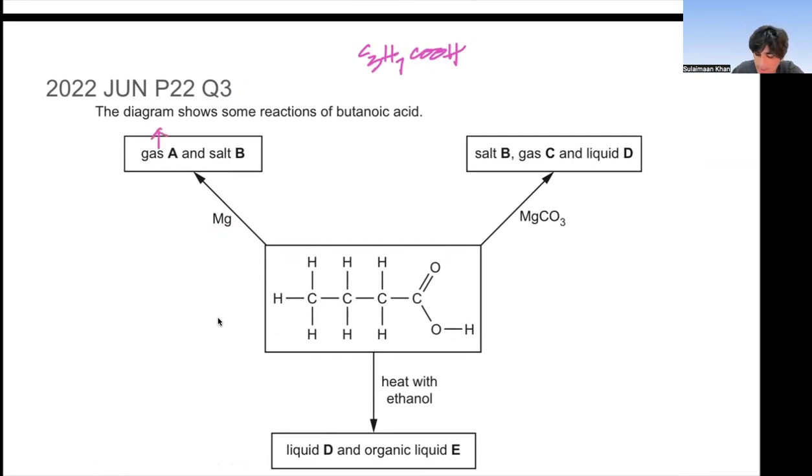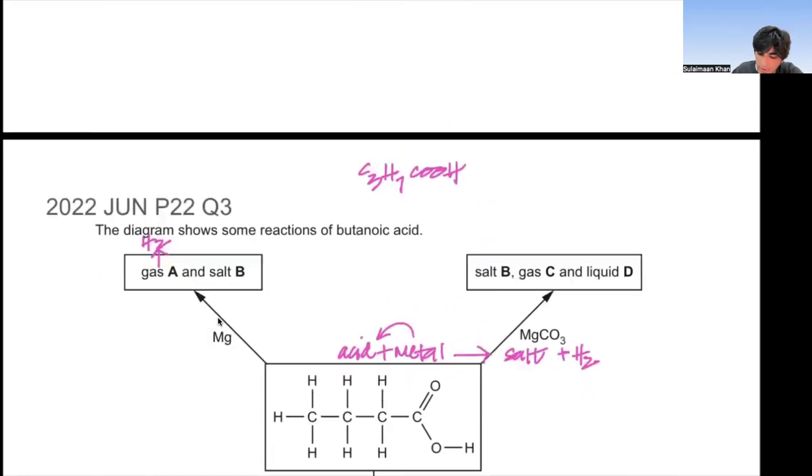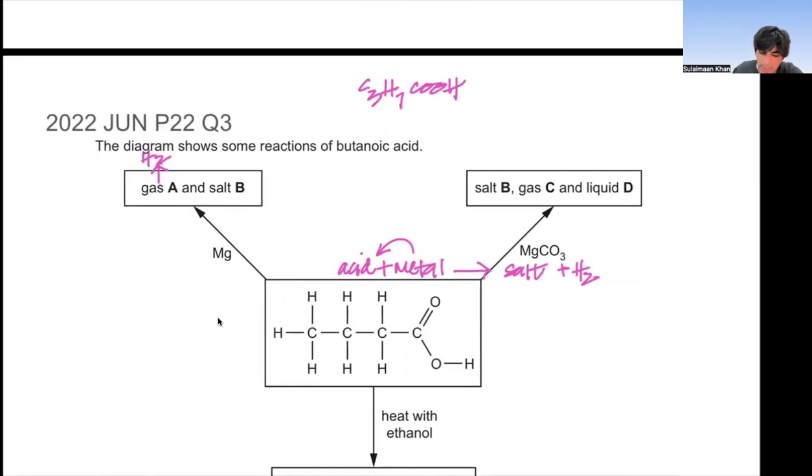Obviously, you know that this is an acid, and whenever an acid reacts with a metal, what do you get? So the more reactive metal displaces the hydrogen of the acid, and you're gonna get what? You're gonna get a beautiful salt, and you're gonna get hydrogen gas. So this gas right here is hydrogen gas, and the salt that you're gonna get is this magnesium being bonded to this beautiful structure right here.